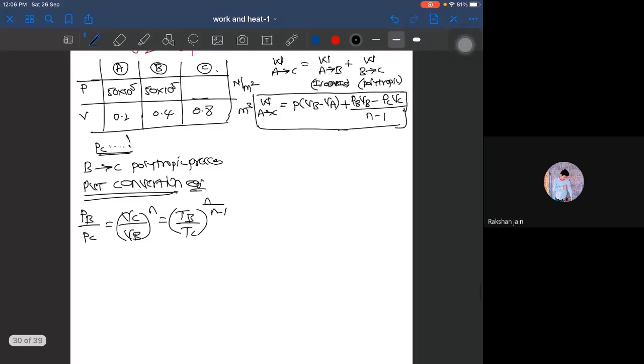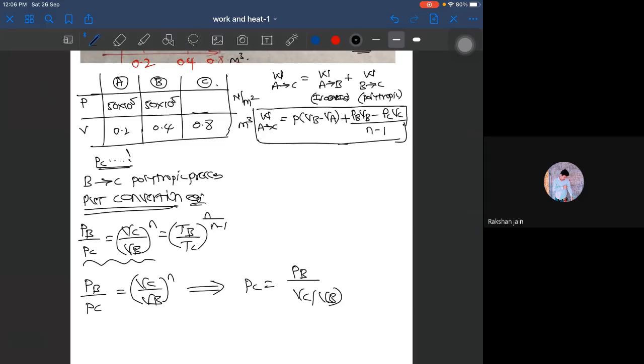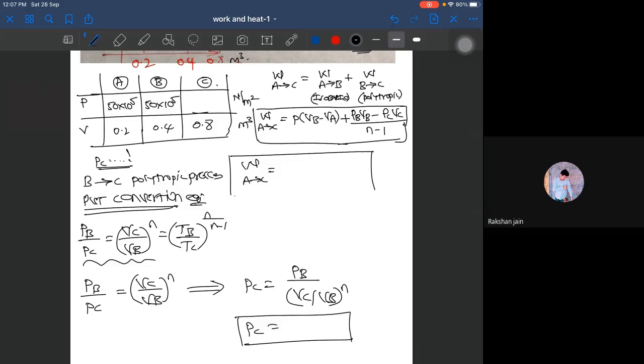So in that, I can use this expression again. It says PB divided by PC is equals to VC divided by VB whole to the power of n, which in turn implies I need the value of PC. So PC is equals to PB divided by VC divided by VB whole to the power of n. You know all the values. Calculate the value of PC. Once you calculate the value of PC, substitute all the parameters in this expression, you will get the work done from A to C, which is your final answer. Any difficulty in doing the problem?